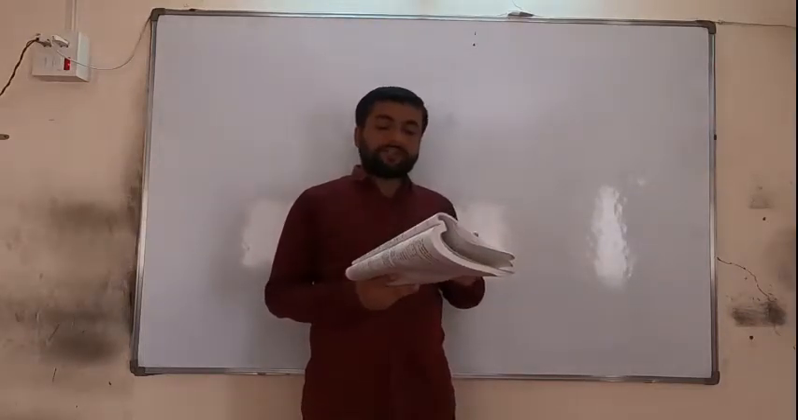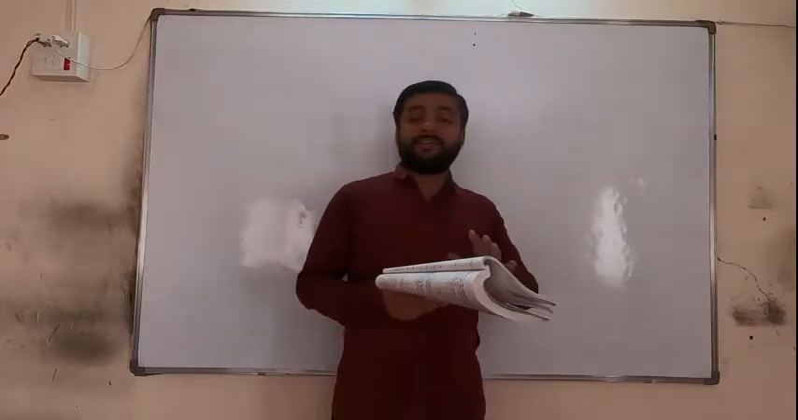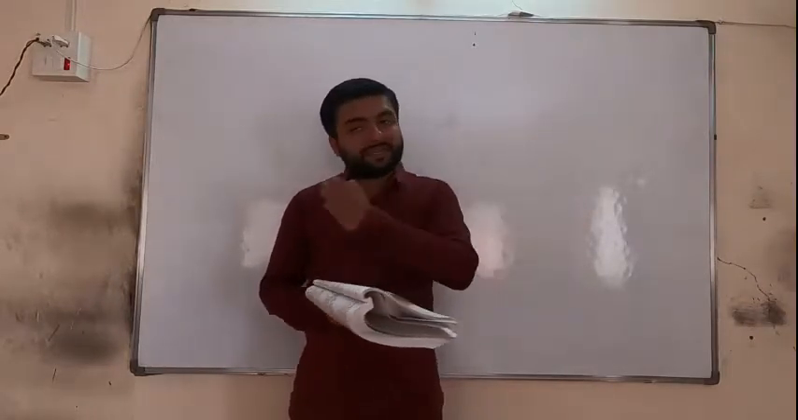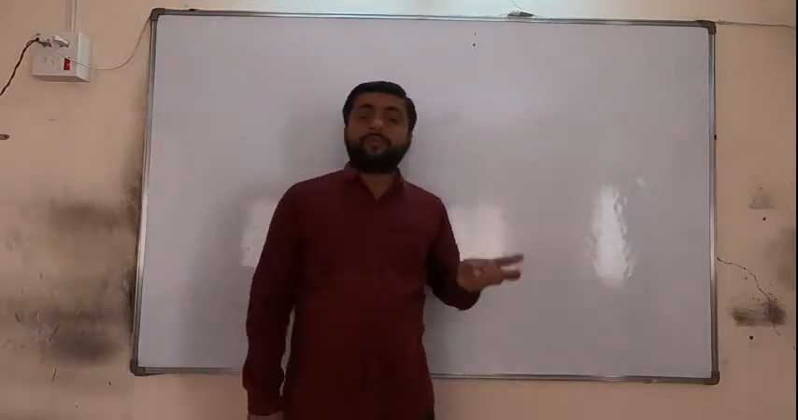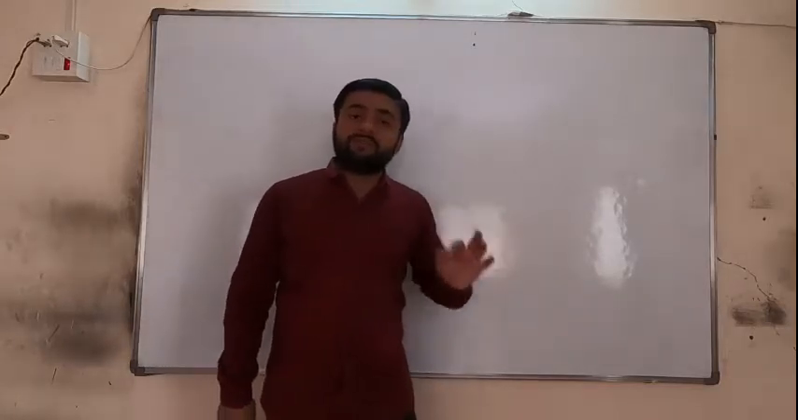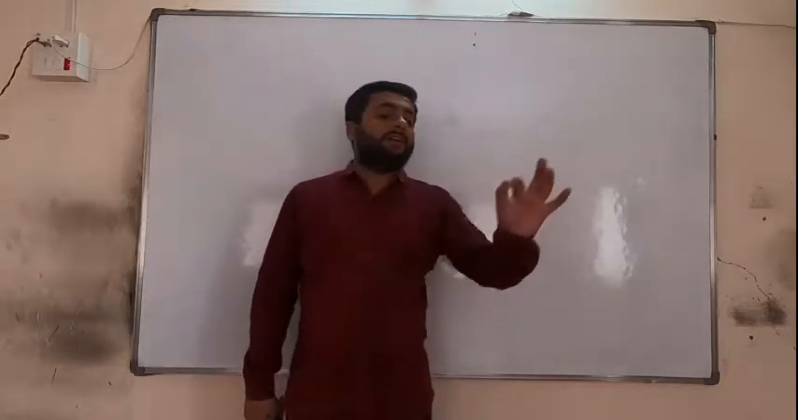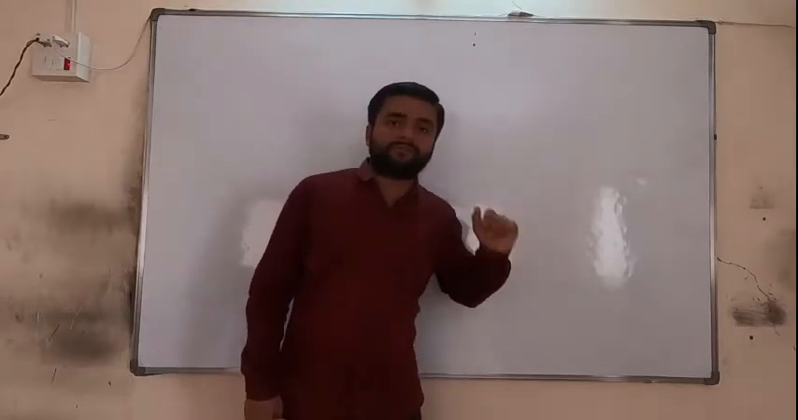Thus, for n observations x1, x2, x3 up to xn, the formula of geometric mean is the nth root of the multiplication of all of them. Means if there are 2 values, then square root; 4 values, then 4th root; 8 values, then 8th root. But all these values will be in the series of powers of 2.